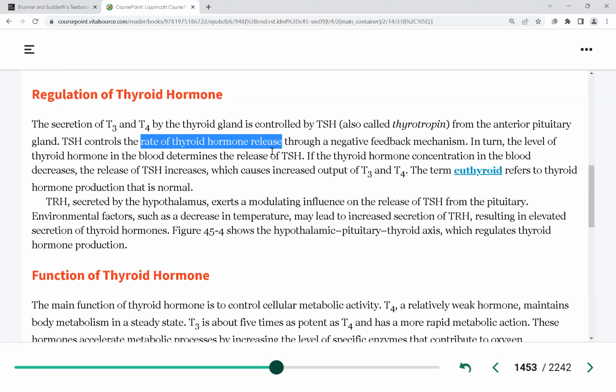And the rate of hormone release, T3, T4, is controlled by the TSH, which is produced by the pituitary gland. Do you follow that so far? Yes. Any question?